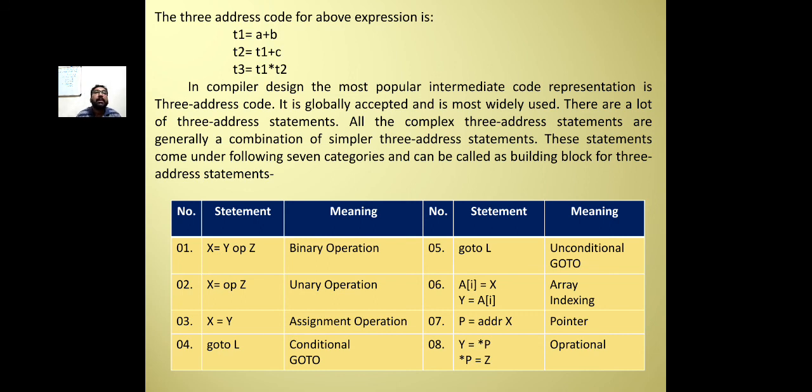There are a lot of three address statements. All the complex three address statements are generally a combination of simpler three address statements. These statements come under the following seven categories and can be called the building blocks for three address statements. In this table, we show the seven three address code statements.